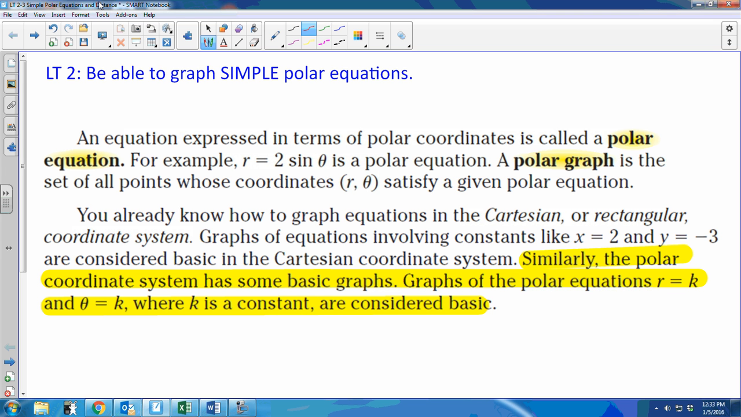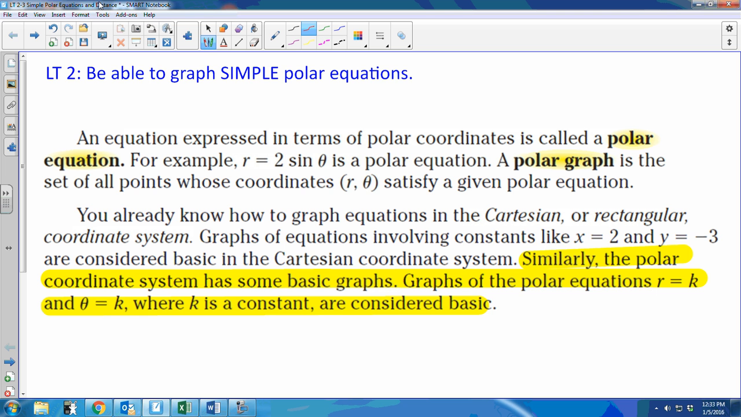First of all, an equation expressed in terms of polar coordinates is called a polar equation. So we don't have x and y coordinates anymore. We talked about yesterday, we have r and theta. So we don't have x equals and y equals for our equations because x and y don't exist. We have r equals and theta equals. Okay? So an example would be r equals 2 times the sine of theta. That's a polar equation.